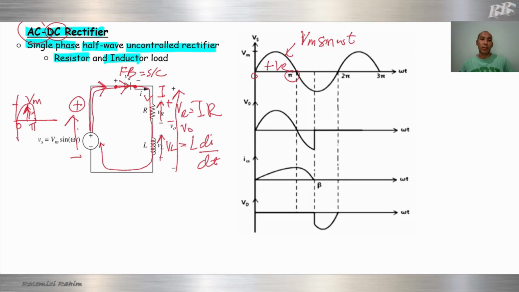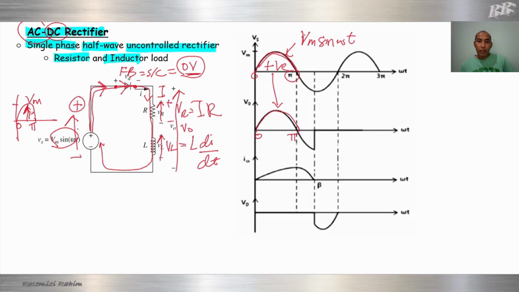This is V out. Our diode is a short circuit, which means the diode voltage is 0 volt. Our input is a sine wave, Vm sine omega t. Since the diode is 0 volt, there is no voltage drop at the diode, so all the input voltage goes to the output. The output waveform is exactly the same as the input waveform between 0 and pi.